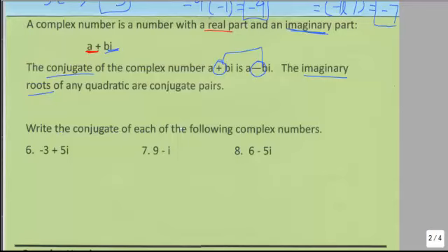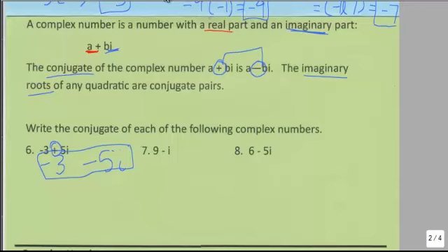So when we go to write the conjugate of each of these complex numbers, the only thing that changes is that sign right in here. So we're going to keep the -3 and the 5i, but it will be a negative in between them. -3 minus 5i.